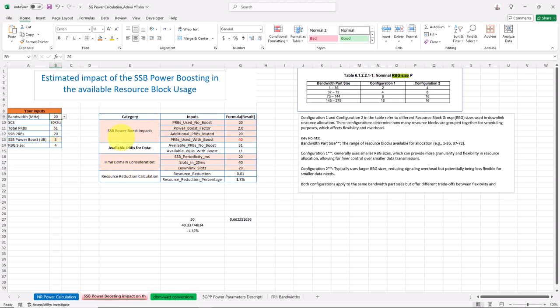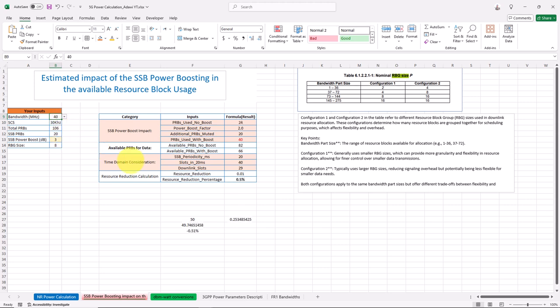And here my bandwidth is 20 megahertz. So in this case, after the calculation of how many resource blocks would be muted, because I need to mute some of the PDSCH resources, as I mentioned, it will be around 20 resource blocks. And at the end of the calculation, it's just giving you the reduction of the resources in general, which will be around 1.3%.